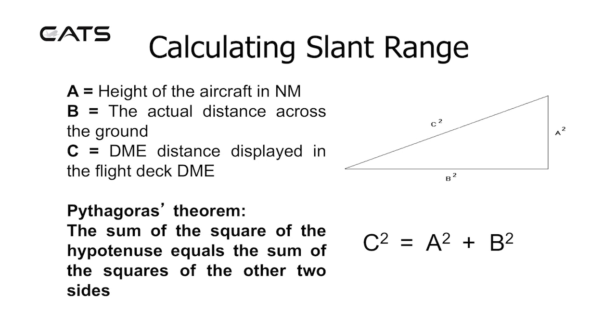Calculating slant range. A is the height of the aircraft in nautical miles, B is the actual distance across the ground, C is the DME distance displayed in the flight deck DME. Pythagoras' theorem is the sum of the square of the hypotenuse equals the sum of the squares of the other two sides. And this can be substituted so that the height squared plus plan range squared equals the slant range squared.